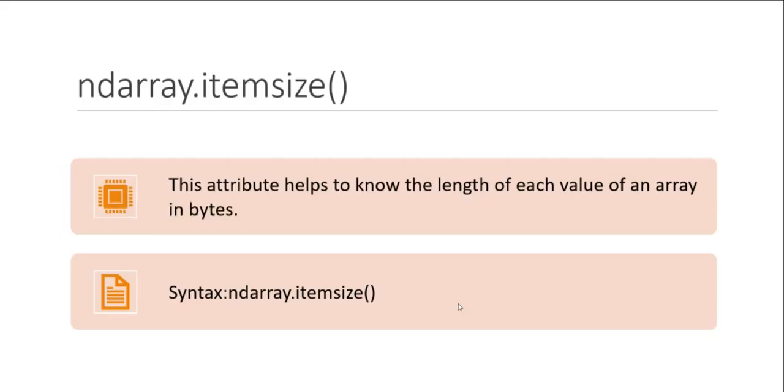Now the next attribute is ndarray.itemsize. This attribute helps to know the length of each value of an array in bytes. So here is the syntax of itemsize. Now we will understand the example of this attribute.